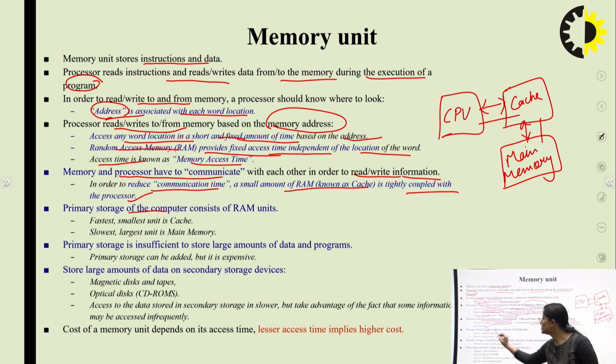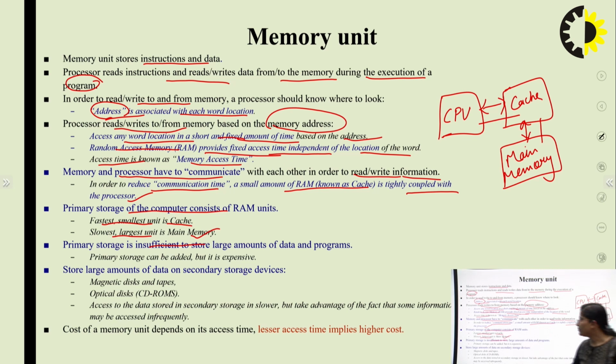So the primary storage consists of RAM. RAM is basically our cache, which is the fastest and smallest unit, and the second part of the RAM, also known as RAM, is the slowest and largest memory, known as our main memory. So primary storage is basically insufficient to store large amounts of data.